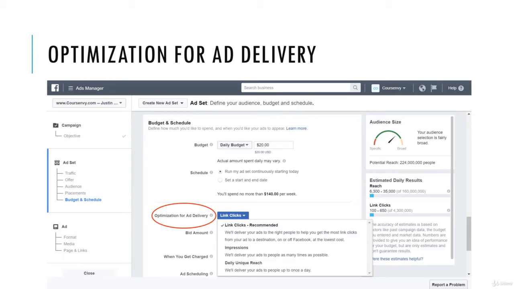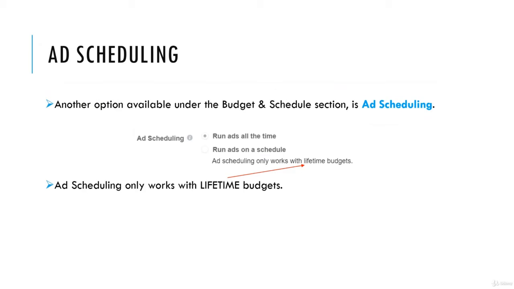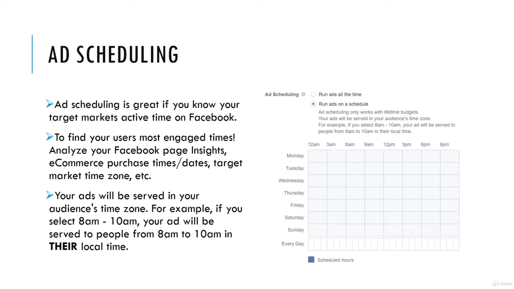So you may know the old saying, if it ain't broke, don't fix it. But I will delve into a few split tests I like to do under this optimization for ad delivery selection. Another option available under budget and schedule is ad scheduling. Ad scheduling only works with the lifetime budgets.